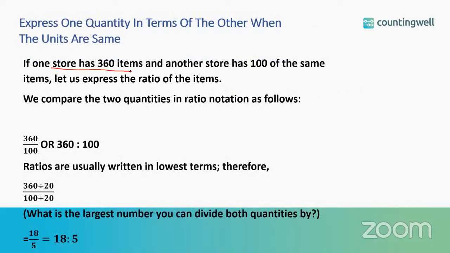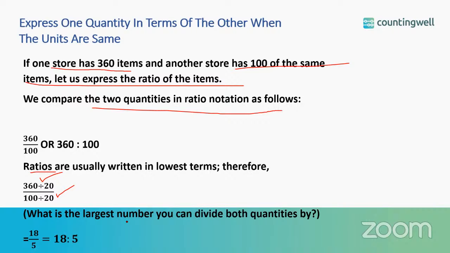If one store has 360 items and another store has 100 of the same items, let us express the ratio of the items. We compare the two quantities in the ratio notation as follows: 360 upon 100, or it can be written as 360 is to 100. As we are writing the ratio in lowest terms, we are dividing by a common factor. So the highest common factor is 20 here.